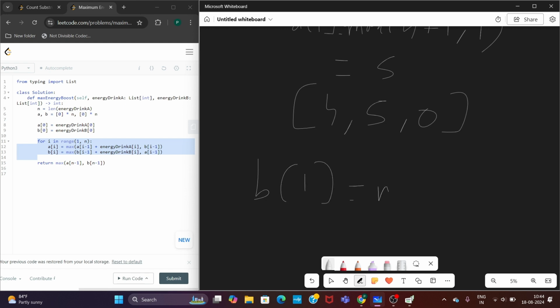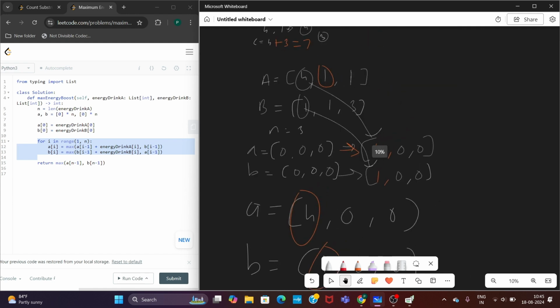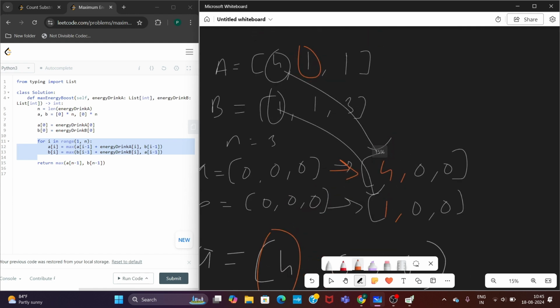Then again move forward to B. B of 1 is what? Maximum of B of I minus 1, means B of 0, which is 1 over here, and energy drink of B of I. Let's see, basically it is also 1 over here.